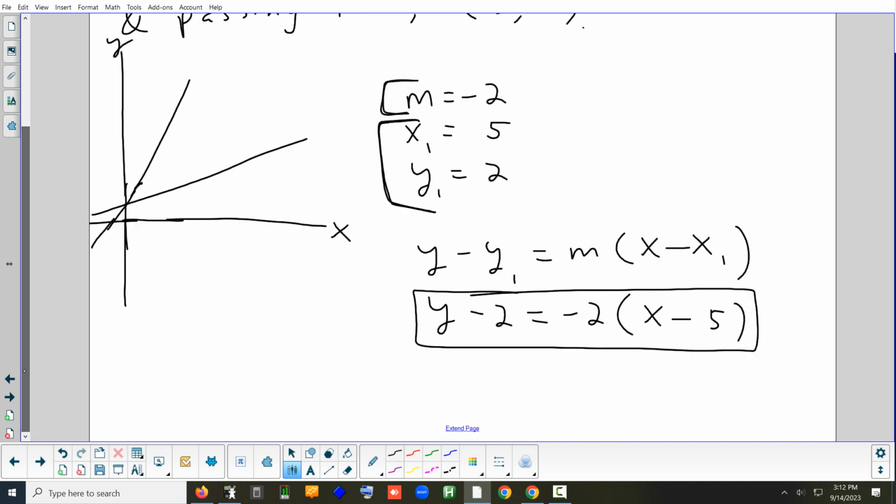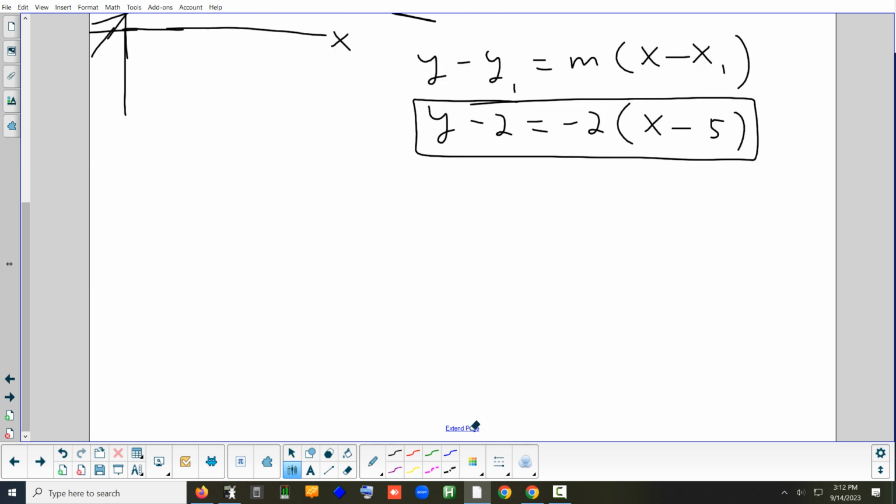Now, let's go one more step and say they said to put it in y equals mx plus b. How would you get that in y equals mx plus b? Distribute the negative 2. Yep, so distribute, what are you distributing? The negative 2. And what would that give you when you distribute?